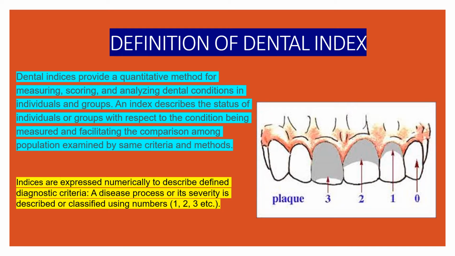So let's now study about a dental index. Dental indices provide a quantitative method for measuring, scoring and analyzing a dental condition. This is important: you are going to measure it, score it, and you can analyze a dental condition in the individual or at group level. So an index describes the status of an individual or group with respect to the condition being measured, facilitating the comparison among populations which are examined by the same criteria and method.